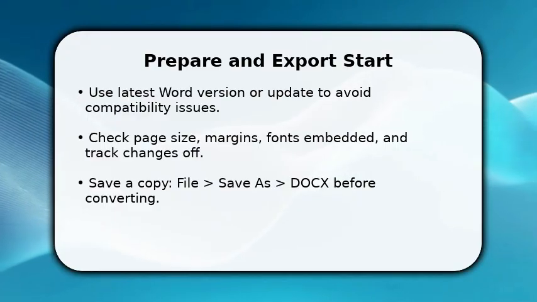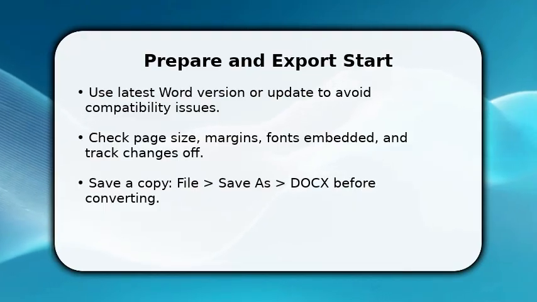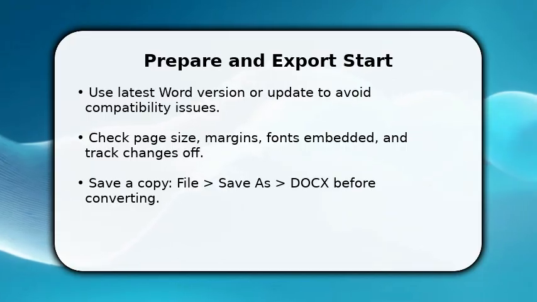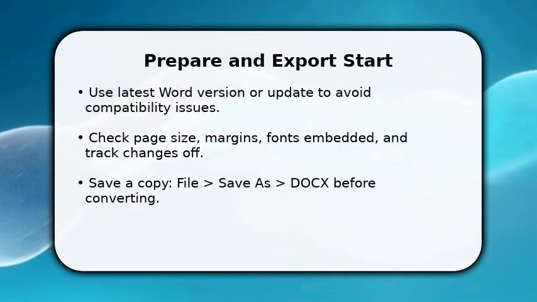You begin by confirming essentials. Update Word and use the docx copy so you can revert if formatting shifts. Next, inspect page size, margins, and line spacing because PDFs preserve those values. Embed fonts if you rely on custom type. Turn off track changes and accept edits to prevent annotations in the PDF.